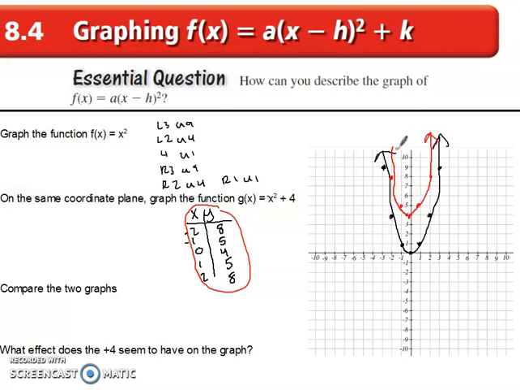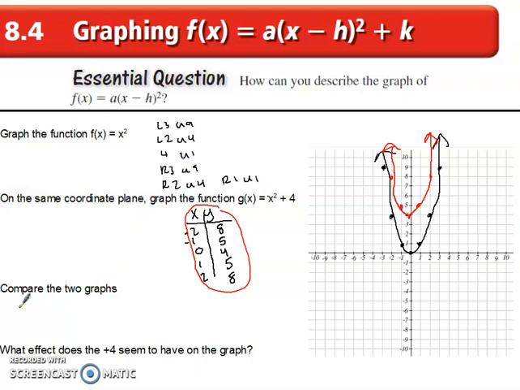And I want to compare the differences between these two graphs. So looking at each of these points, I used to have a 0, 0, now I'm at 0, 4, so I went up 4. At 1, 1, this point got moved up 1, 2, 3, 4. So instead of -1, 1, -1, 5 is my new point. So we just moved it straight up 4. -2 used to be at 4, but now we moved it up 1, 2, 3, 4. So we shifted that point up 4, and same thing on the right.